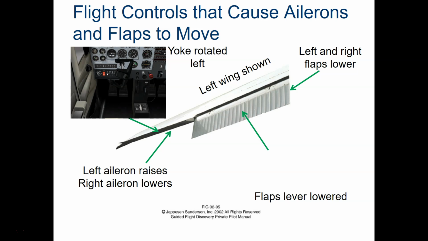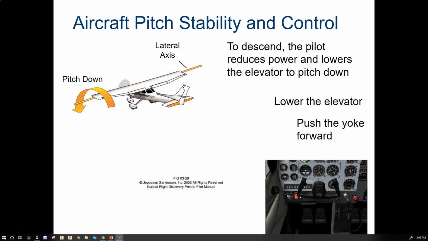Flaps are closest to the fuselage and are deployed downward equally on the left and right wing to slow the aircraft by creating drag while producing more lift. Flaps are controlled by the flap lever, and all of those things can be seen in the images on your screen. An aircraft climbs or ascends when lift and thrust exceed weight and drag. An aircraft descends when the opposite is true.